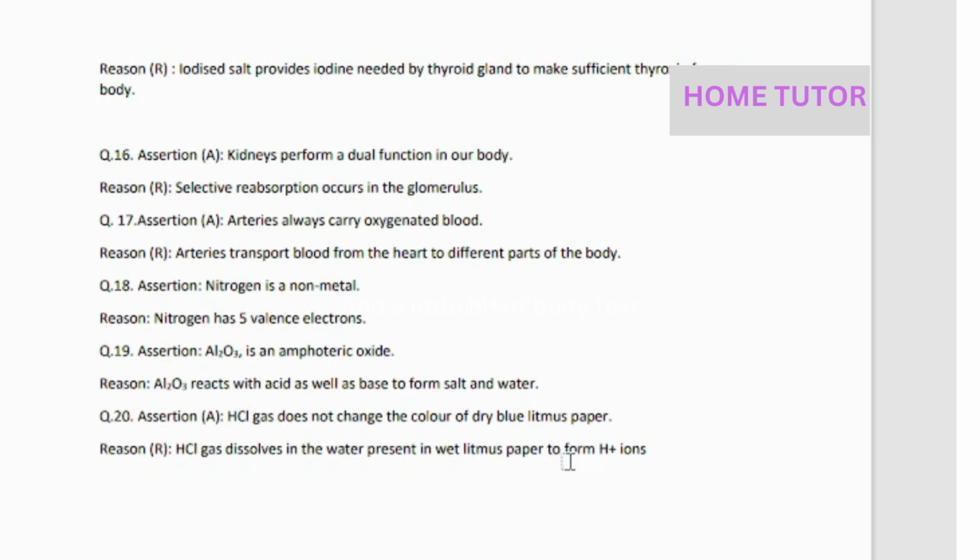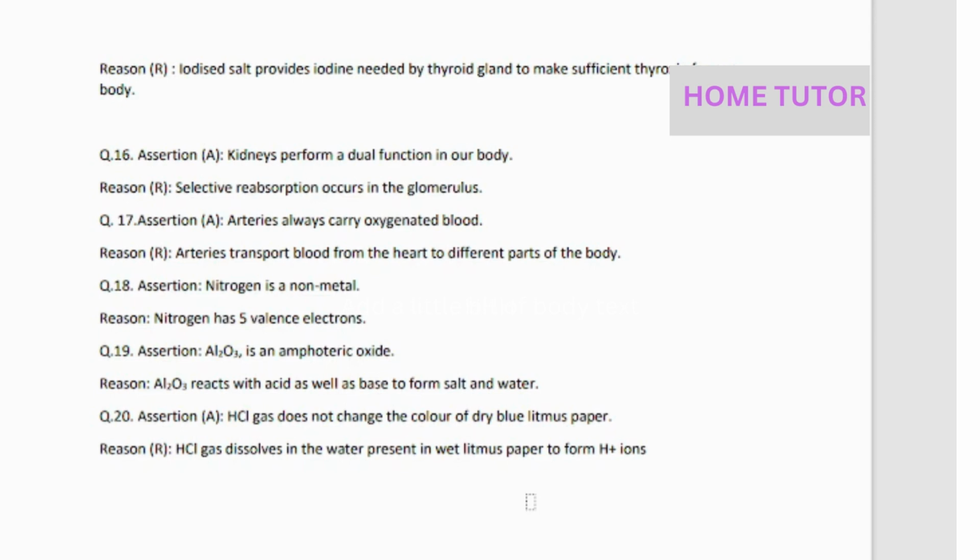Question number 19. Assertion: Al2O3 is an amphoteric oxide. Aluminium on reaction with oxygen forms alumina, which shows both acidic as well as basic behavior. Such metal oxides that react with both acids as well as bases to produce salt and water are known as amphoteric oxides. So the assertion and reason both are correct, and reason is the correct explanation of assertion. So option A is the right answer.